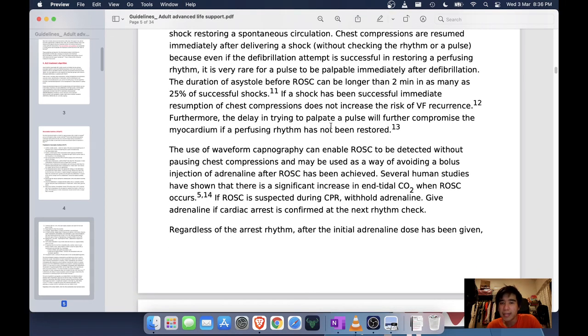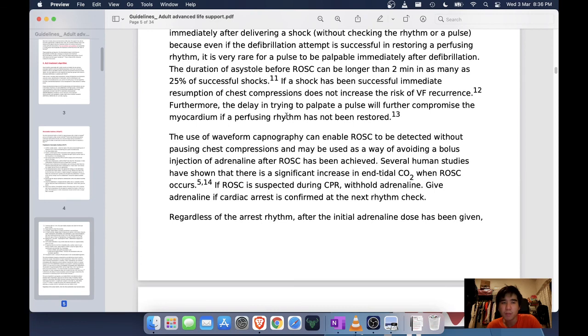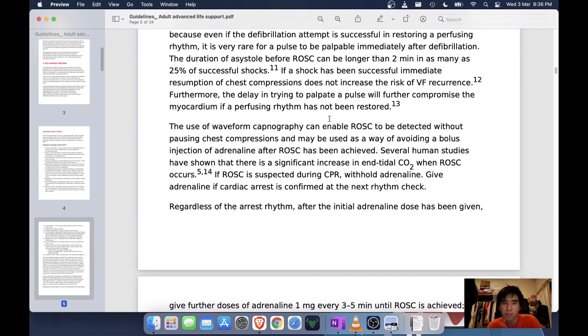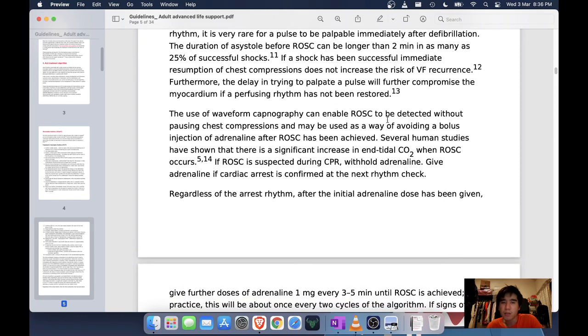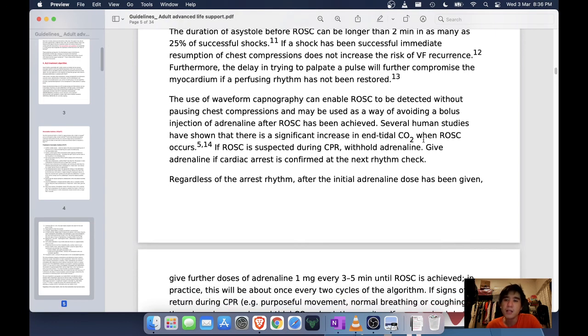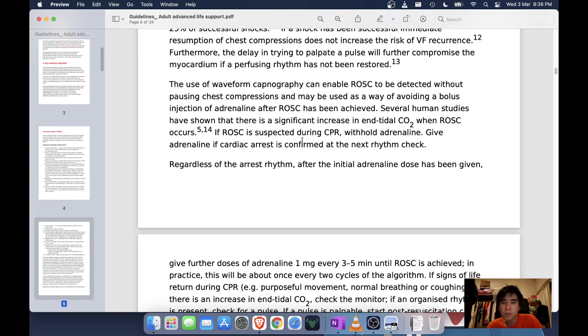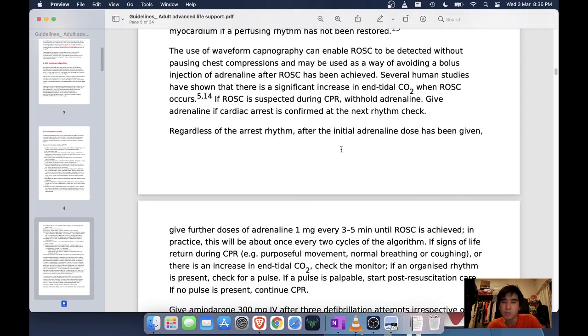Furthermore, the delay in trying to palpate a pulse will further compromise the myocardium if a perfusing rhythm has not been restored. The use of waveform capnography can enable ROSC to be detected without pausing chest compressions and may be used as a way of avoiding a bolus injection of adrenaline after ROSC has been achieved. Several human studies have shown a significant increase in end-tidal CO2 when ROSC occurs. If ROSC is suspected during CPR, withhold adrenaline, and give adrenaline if cardiac arrest is confirmed at the next rhythm check.